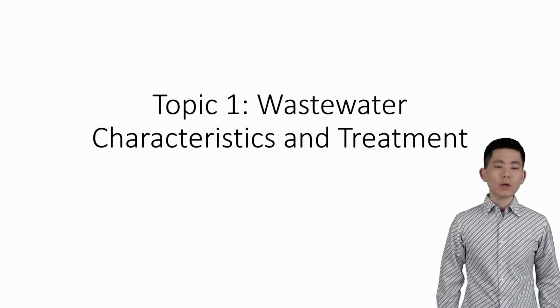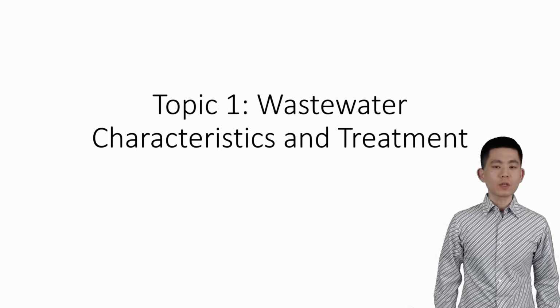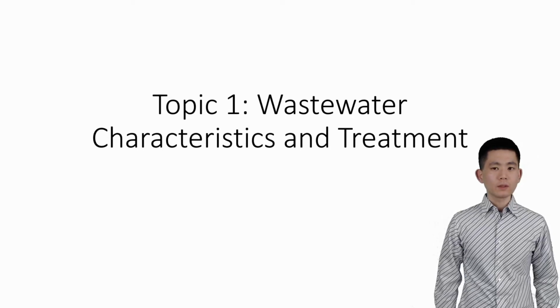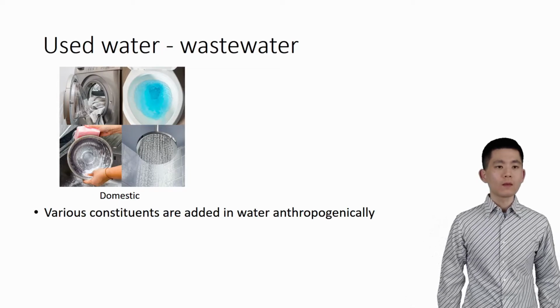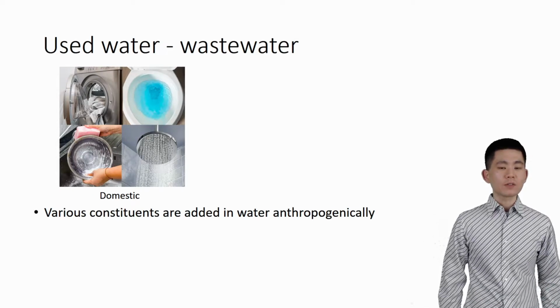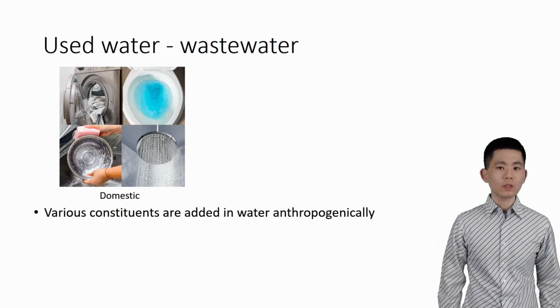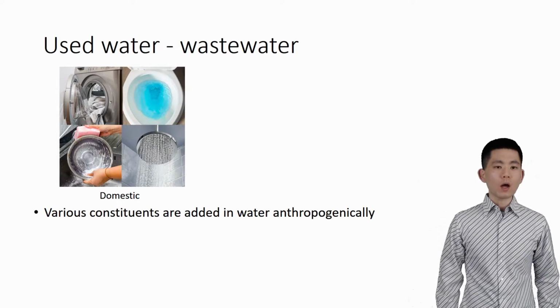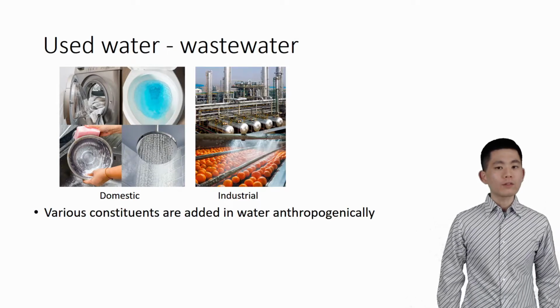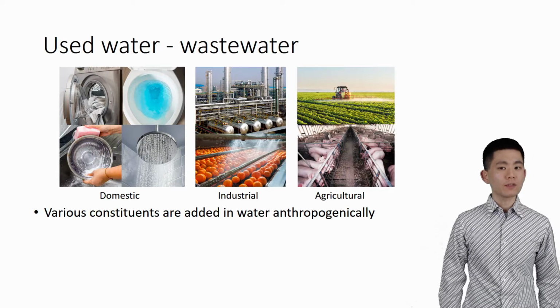Because biological processes are most commonly used in wastewater treatment, in this first class, we will review why we treat wastewater, what is in our wastewater, and how we treat it. During our domestic activities, such as doing laundry, flushing toilets, washing dishes, and taking showers, we use clean water and add various constituents to it. Our industrial and agricultural activities also add a variety of constituents.